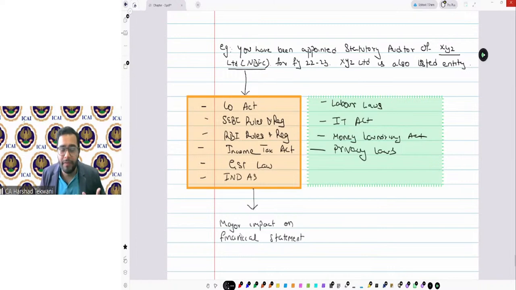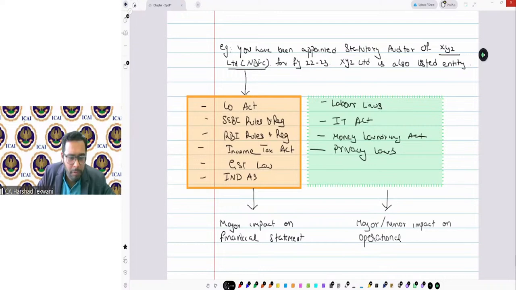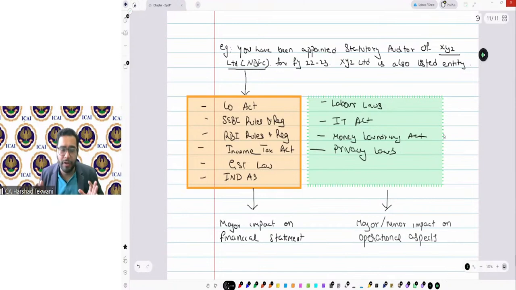And the second set of laws could have major or minor impact on operational aspects. Correct or not? So the first set of laws will be having major impact on the financial statement. The second set of laws will be having major or minor impact on the operational aspects. Am I correct? Do you agree with me on this?